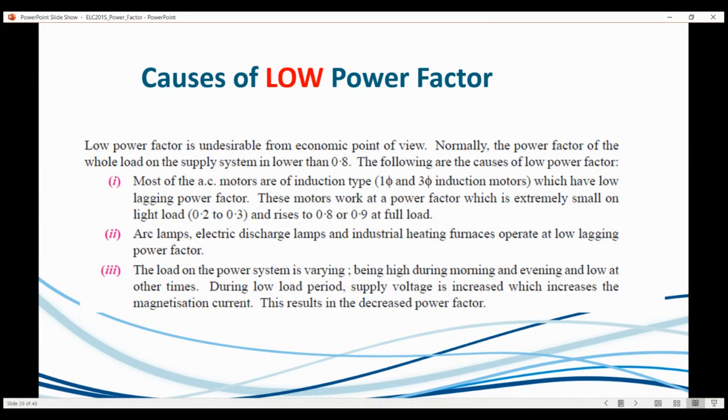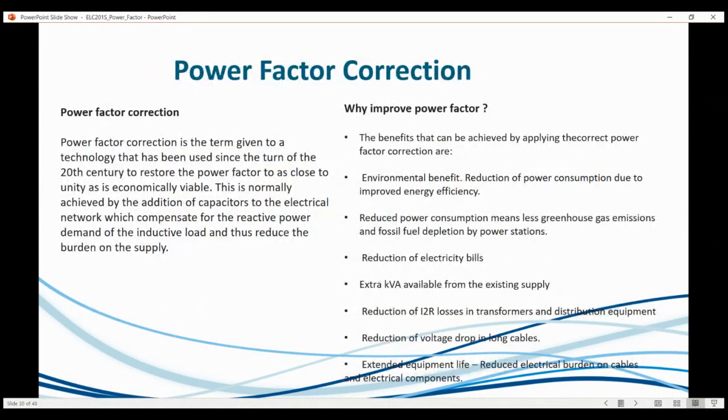Things like arc lamps, electric discharge lamps, and your furnaces also operate on a low power factor. And last, they're saying the load on the power system is varying. So when the supply is changing, it makes a low power factor. But anyway, this is just more.